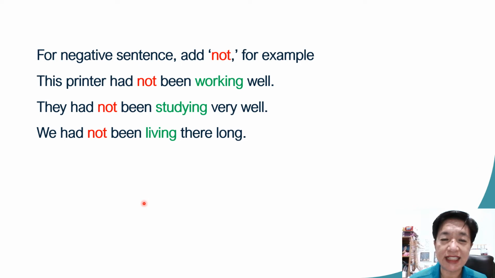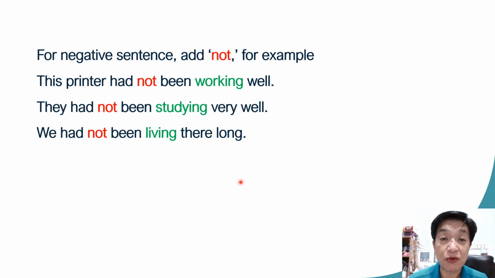For negative sentences, you just add the word not. For example, this printer had not been working well, but it's working now. They had not been studying very well. Now they are studying. We had not been living there long.